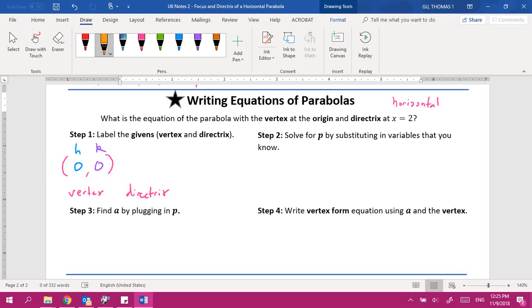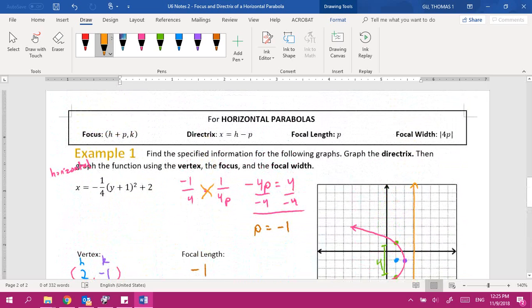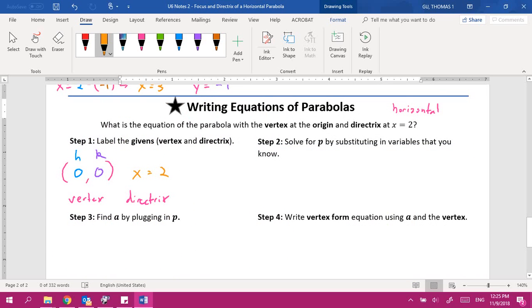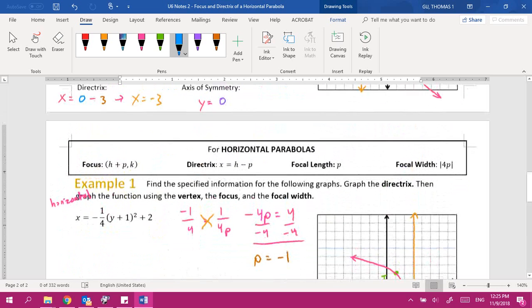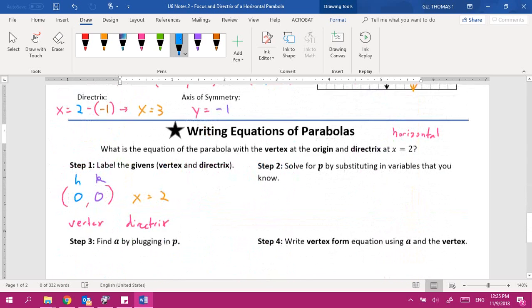Alright, the directrix is what? X equals 2. But what can I label this 2 as? Look in your equations. What does it say up here? X equals H minus P. So what can I label this 2 as? The X is on the left side. What was on the right side of that equation? X equals, what does it say on the right side? H minus P. So what can I label the 2 as? H minus P, that's right.